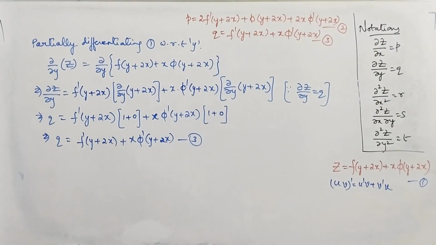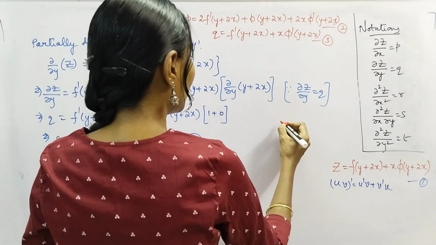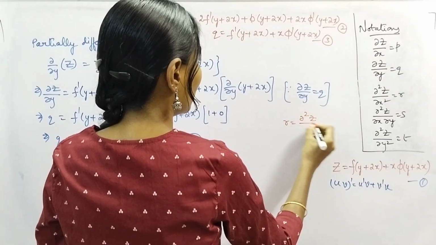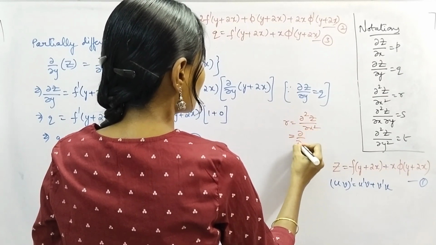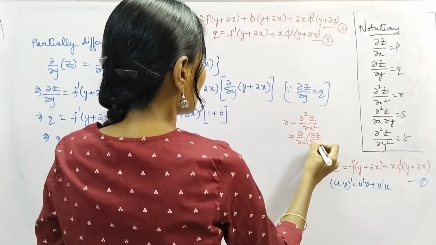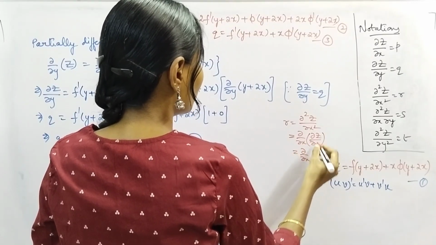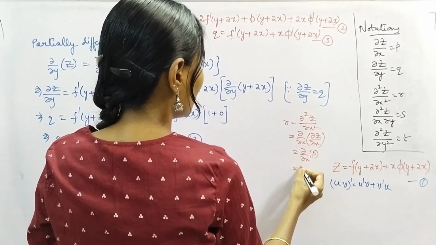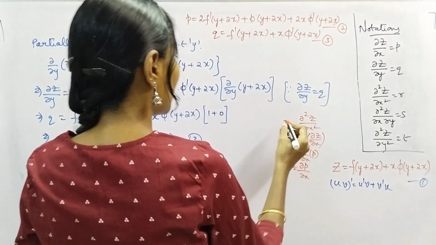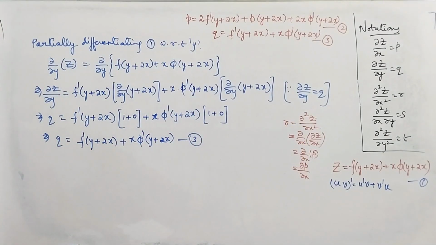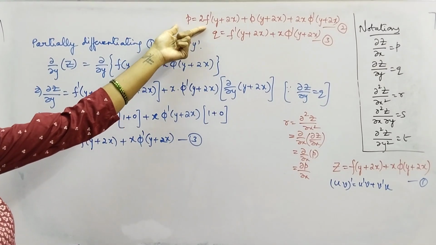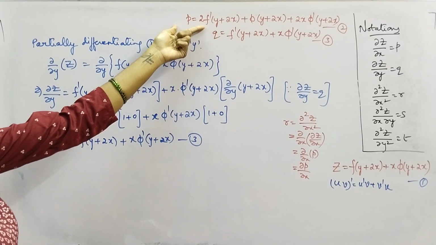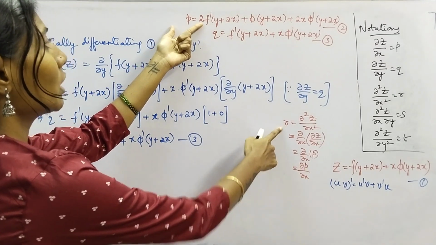Now let's partially differentiate 2 with respect to x so that we'll get the equation involving r. We know that r is nothing but dou square z by dou x square, right? You can write this as dou by dou x of dou z by dou x. Since partial derivative of z with respect to x can be replaced by the notation p, partial derivative of p with respect to x gives r, right? So now pick the equation involving p. This is the equation involving p. Now if we partially differentiate it with respect to x, then you'll get the equation involving r.